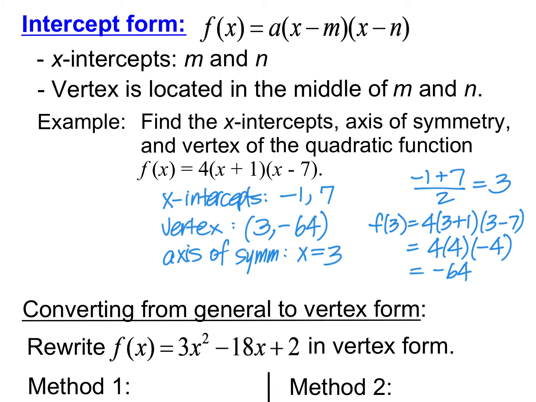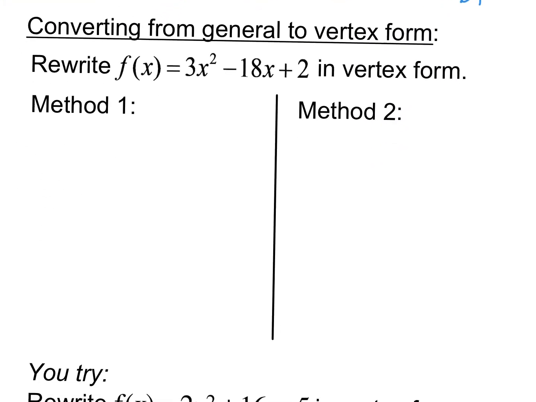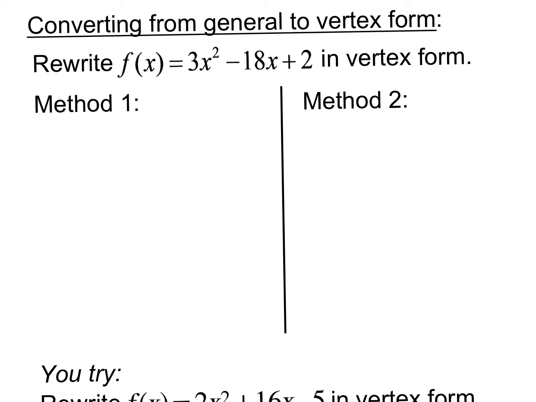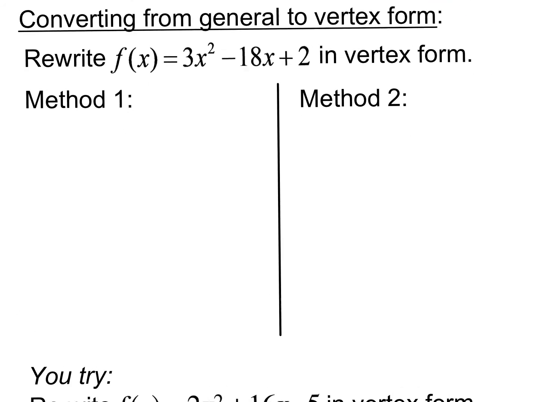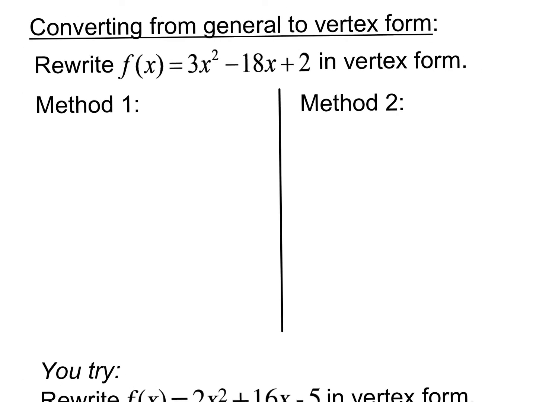All right, next we're going to learn how to convert from general to vertex form. There are two methods in rewriting this general form to vertex form. Now, why would we want to rewrite that from general form to vertex form? It's so that we can get the vertex, okay? Or to just have it in a different form for different purposes.